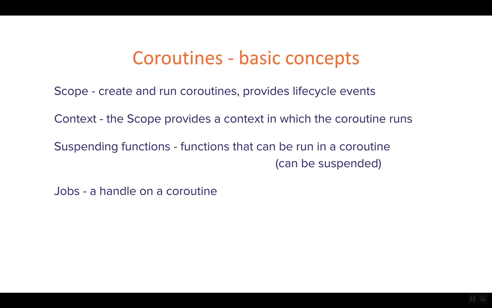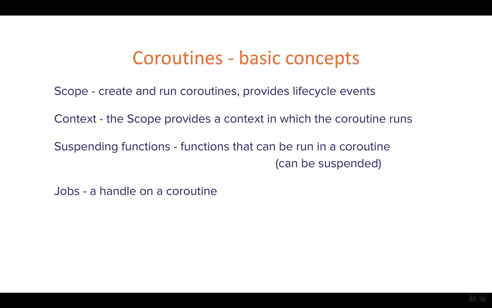Now, a job is very simply a handle on a coroutine. When we launch a coroutine, we can put that handle for that coroutine in a variable. That variable has a type Job, and that allows us to cancel the coroutine, pause the coroutine, and perform some lifecycle operations on that particular coroutine.